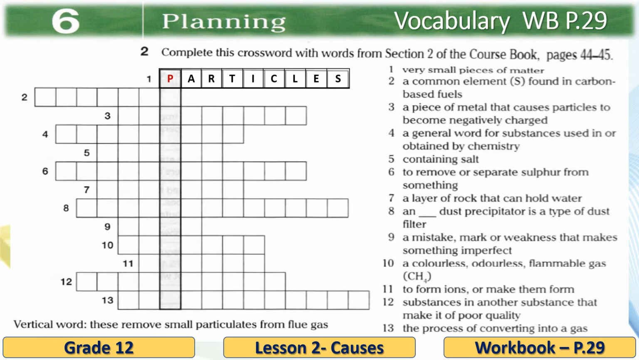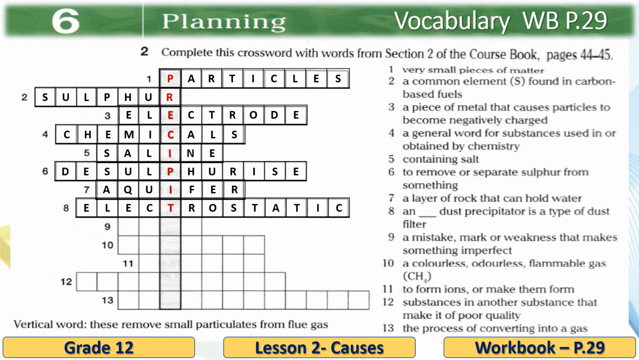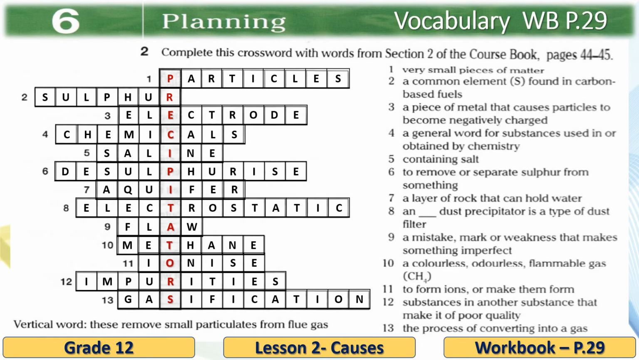Number 1, particles. Number 2, sulfur. Number 3, electrode. Number 4, chemicals. Number 5, saline. Number 6, desulfurize. Number 7, aquifer. Number 8, electrostatic. Number 9, flaw. Number 10, methane. Number 11, ionize. Number 12, impurities. And the last one, gasification. Well done, dear students.